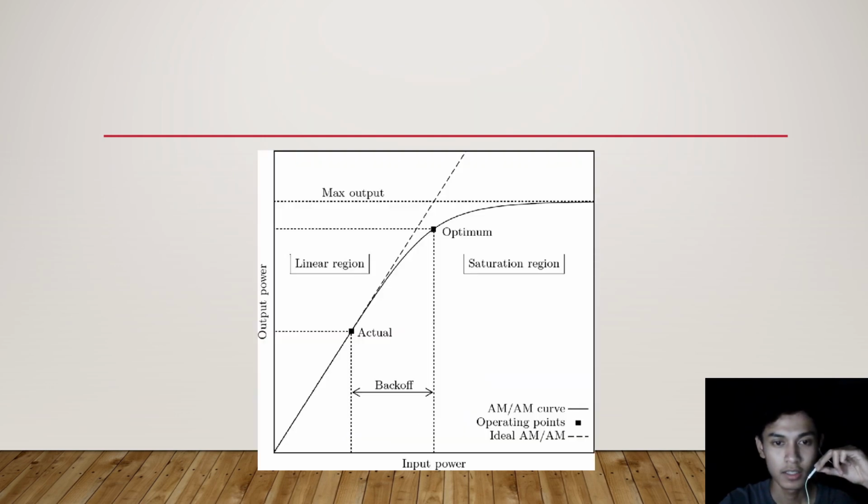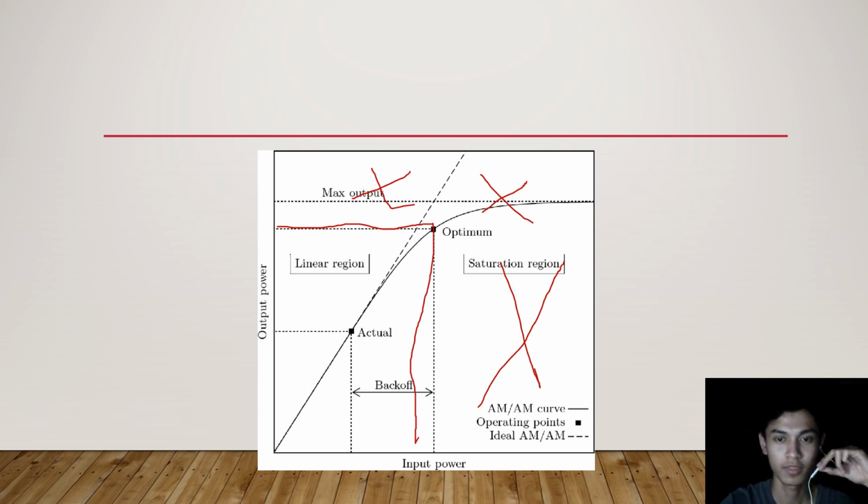This is the linear region where the RF amplifier works efficiently, and this is the saturation region where there will be noise. That's why we have to decrease the PAPR, so the signal will be in this region. Otherwise, there will be noise or degradation. That's why we need to decrease the PAPR.